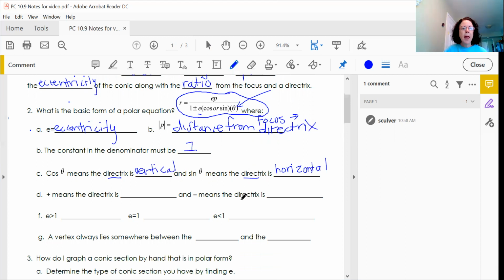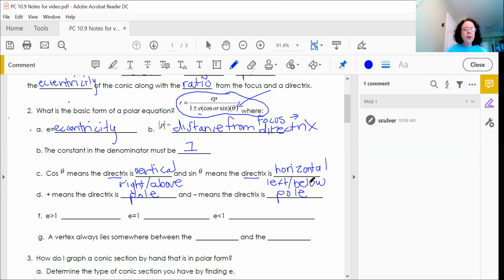If you have a plus sign before your trig function in the denominator, it means the directrix is to the right or above the pole. This makes sense, right? Because on our XY plane, right and above mean positive. If you have a negative in your denominator, that means the directrix is left or below the pole. Again, this is going to help us draw our directrix.